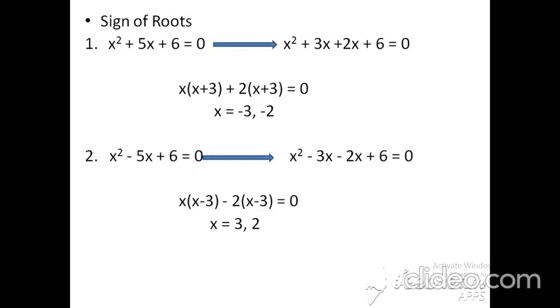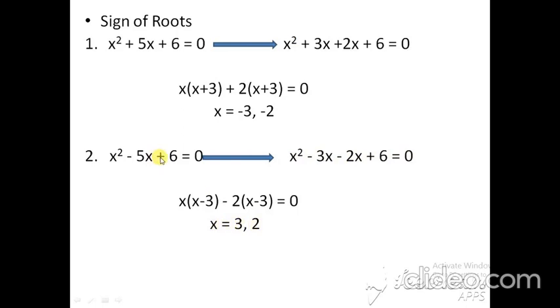Now here the point of study is whenever the signs are positive, the roots of the equation are negative. In the second case, the equation is x square minus 5x plus 6 is equal to 0. In this case, the sum must be minus 5 and the product must be 6. So we are again simplifying it using x square minus 3x minus 2x plus 6 is equal to 0. Again taking the common terms out, we have roots as x is equal to 3, 2.